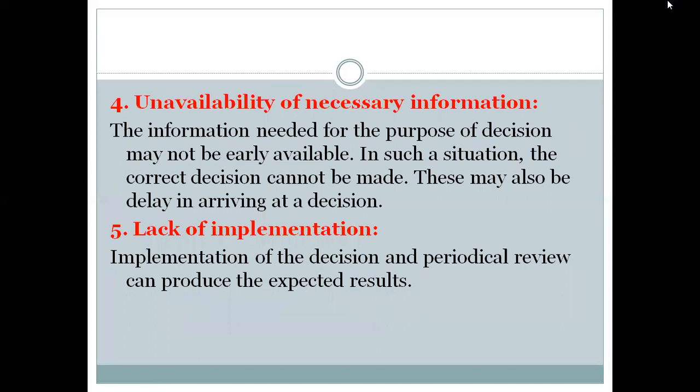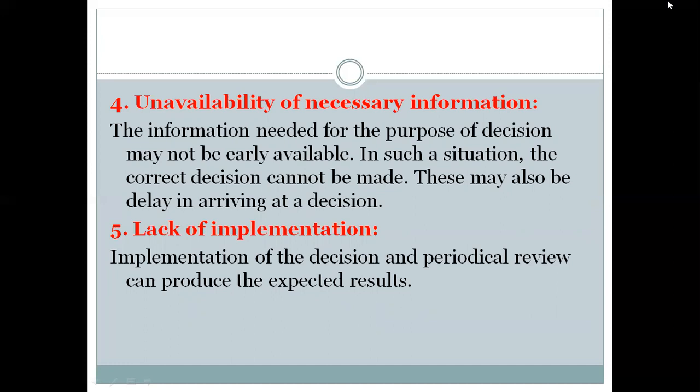Next, point number four, unavailability of necessary information. The information needed for the purpose of decision may not be readily available. In such a situation, the correct decision cannot be made. There may also be delay in arriving at a decision. Yes, guys, sometimes information may not be available. If information, options, alternatives themselves are not available, then how will you decide? Then how will you solve the problem? So, information availability is a very important point for decision making.